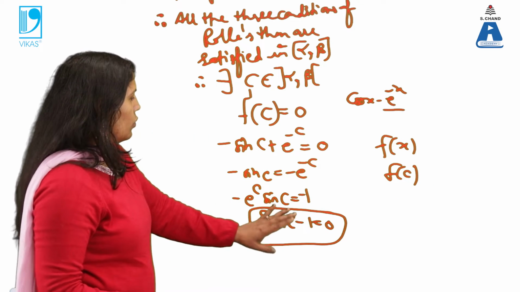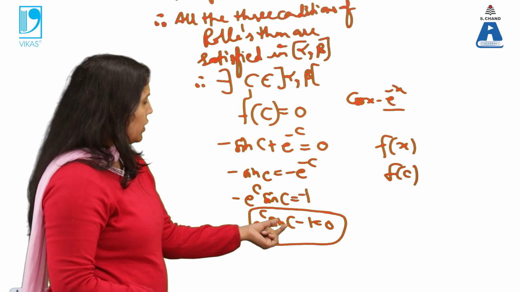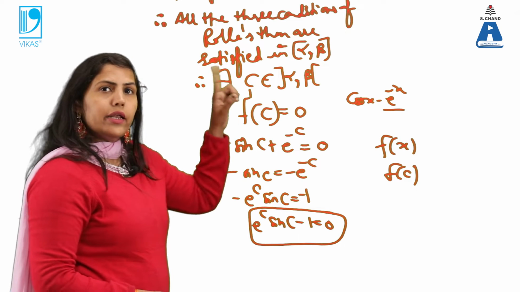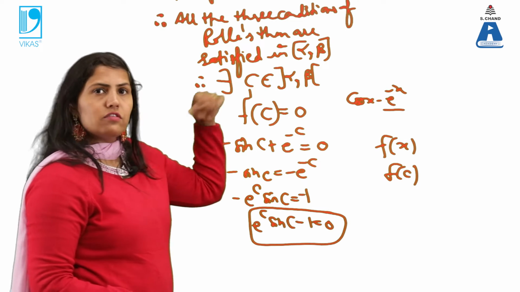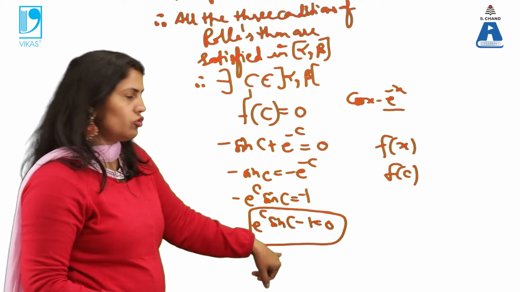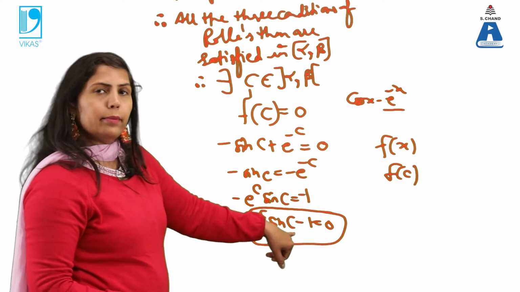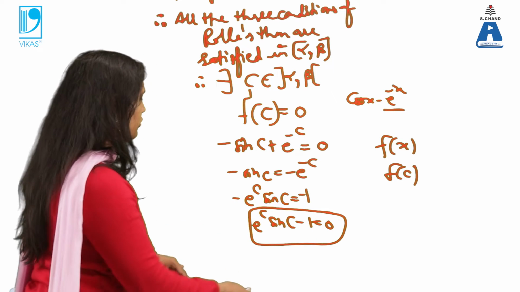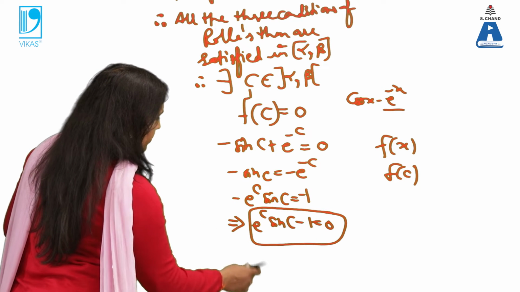It means we have proved what we were supposed to: between any two roots of e to the power x cos x equal to 1, there exists one root of this function, and it has been done by Rolle's theorem. So this is the question and it is proved.